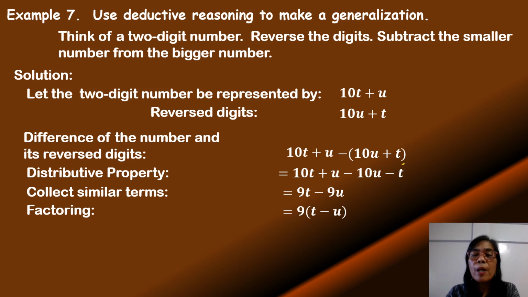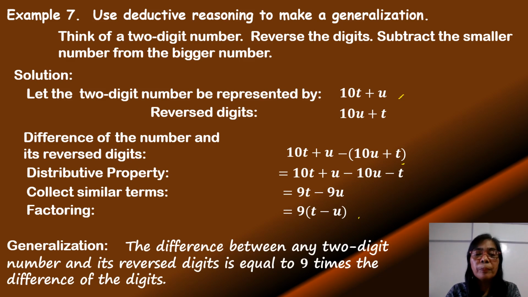So starting from the two-digit number represented by 10t plus u, then we get the reverse digits and then get their difference, we arrive at the answer 9 times (t minus u). Or our generalization will be: the difference between any two-digit number and its reverse digits is equal to 9 times the difference of the digits.